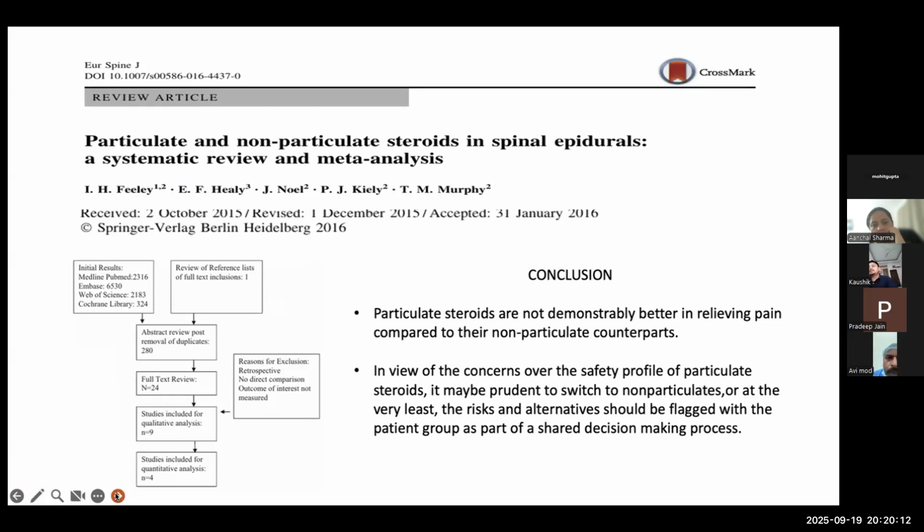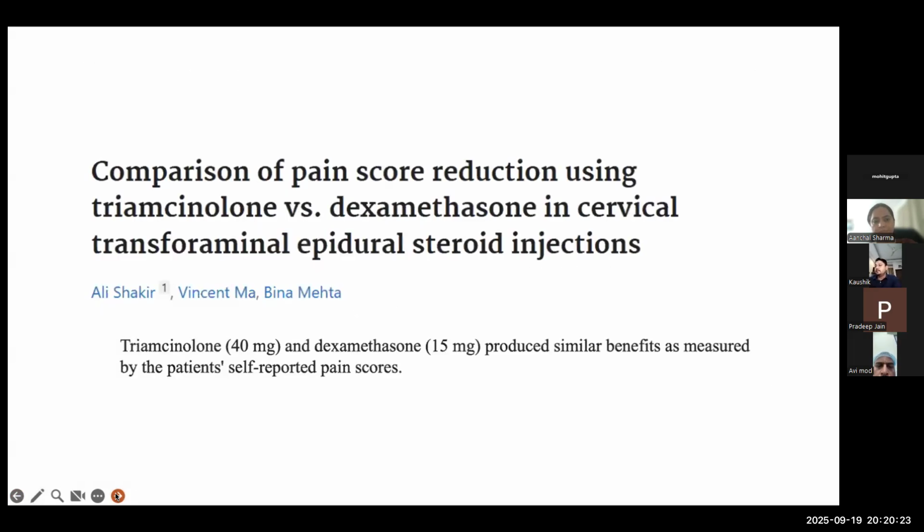Next, we have another study, which is the comparison of pain score reduction using triamcinolone versus dexamethasone in cervical transforaminal injection. This study, however, did not find any benefits with either triamcinolone or dexamethasone being superior.